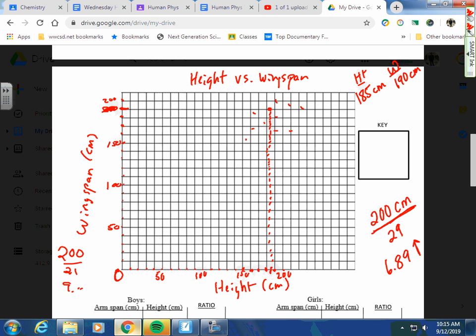Then I had you guys draw a line through it. So you start at 0, kind of look at the data. Where would a line be that seems to go through the middle of the data? Again, it doesn't have to be perfect. You're just eyeballing it. All right?